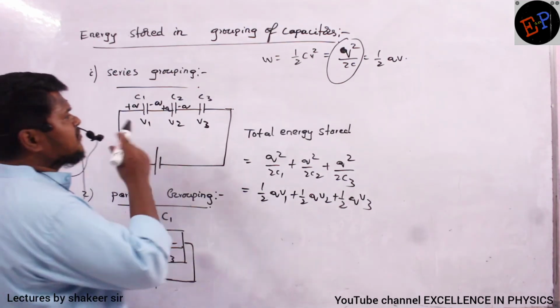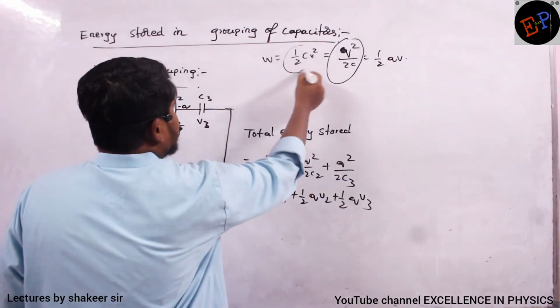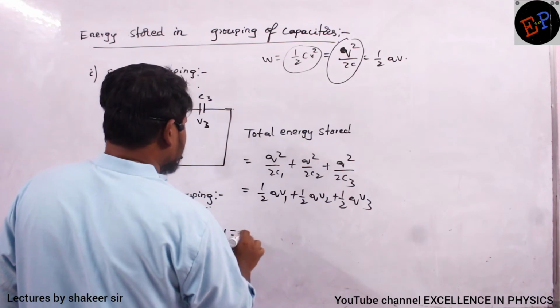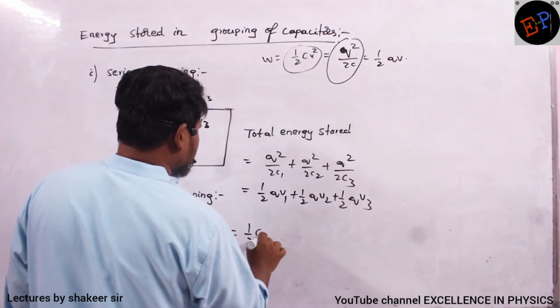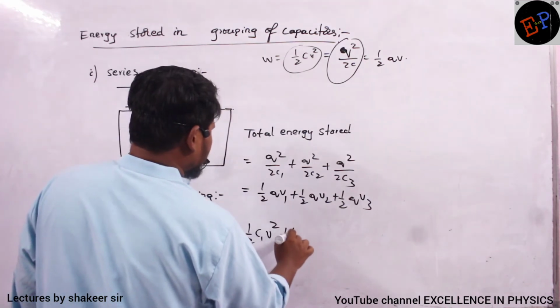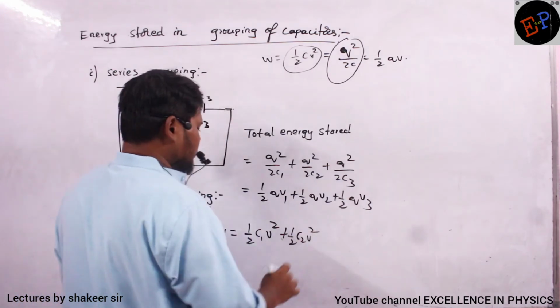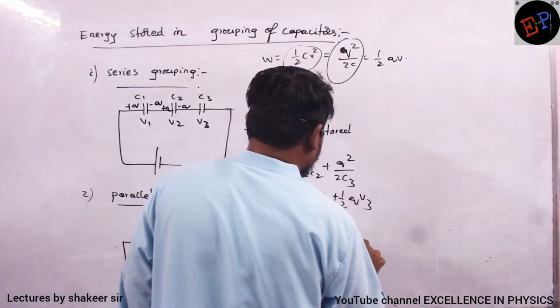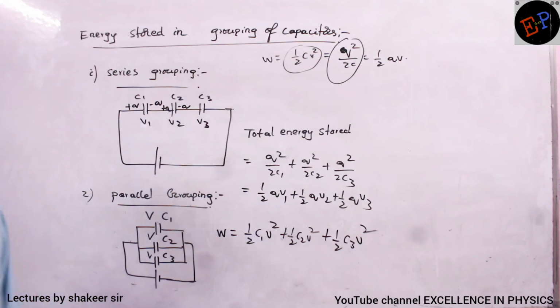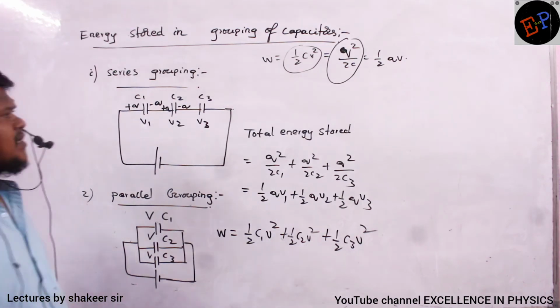Okay, so therefore which equation can I use? I can use this relation, no? So work done is equal to half C1 V square plus half C2 V square plus half C3 V square. I can write like this. Are you able to understand?